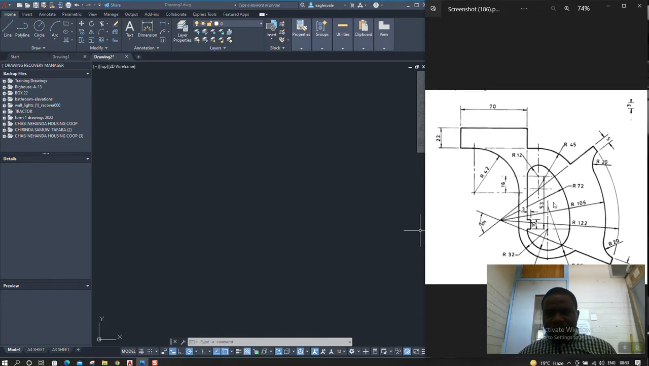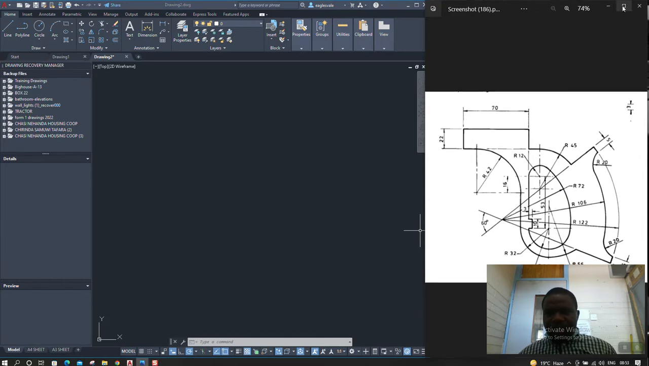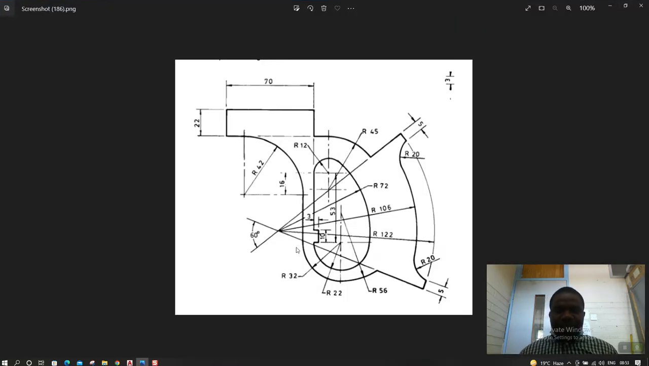So let me zoom in the picture so that you see it. This is the picture. So we have the line command here, we also have the line command here. Notice here we have the circle command here and the circle command also here, and we also have the circle command here and the circle command here, and the circle command here, and the circle command here.